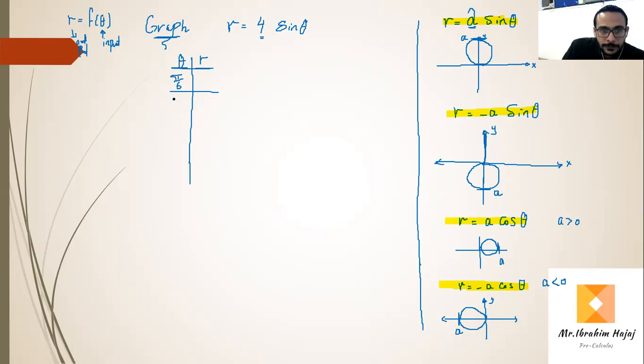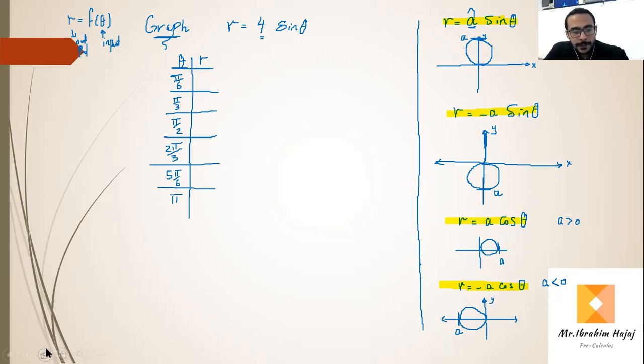Okay? We have pi over 6 and pi over 3 by multiplying by 2. Multiplying by 3 gives pi over 2, and multiplying by 4, 2 pi over 3, and 5 pi over 6, and then pi. And let's stop.